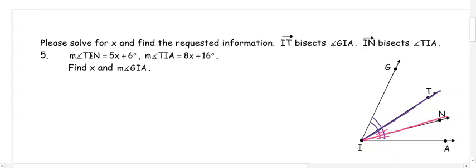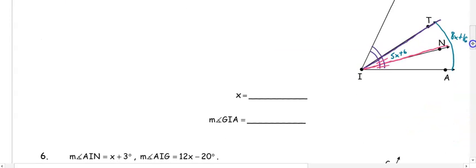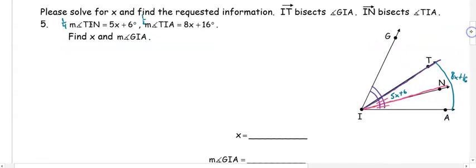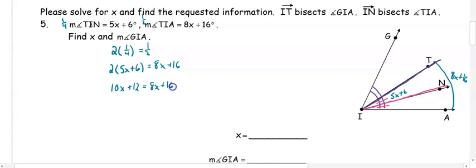We are given angle TIN is 5x plus 6. That is 1/4 of the angle. And we are given angle TIA is 8x plus 16, which is half of the angle. So we need 2 fourths to equal a half. So we're going to multiply 2 times 5x plus 6 is equal to 8x plus 16. When we distribute, we get 10x plus 12 is equal to 8x plus 16.